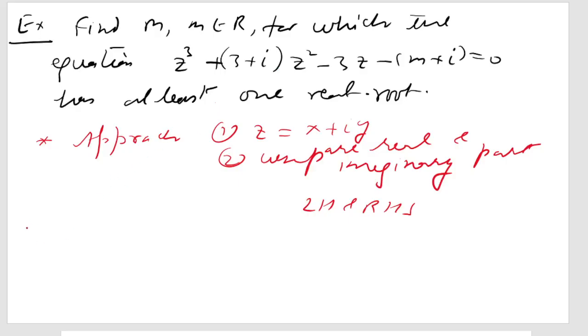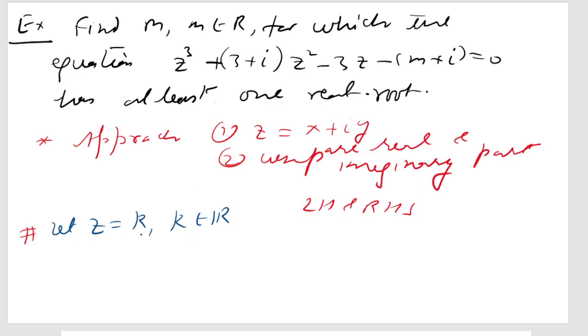So assuming one real root, let us assume z is equal to k, where k belongs to the reals. Okay, so that is one real root. That is given, that is, the equation has one real root. I assume a real root because the question has given that there is one real root.